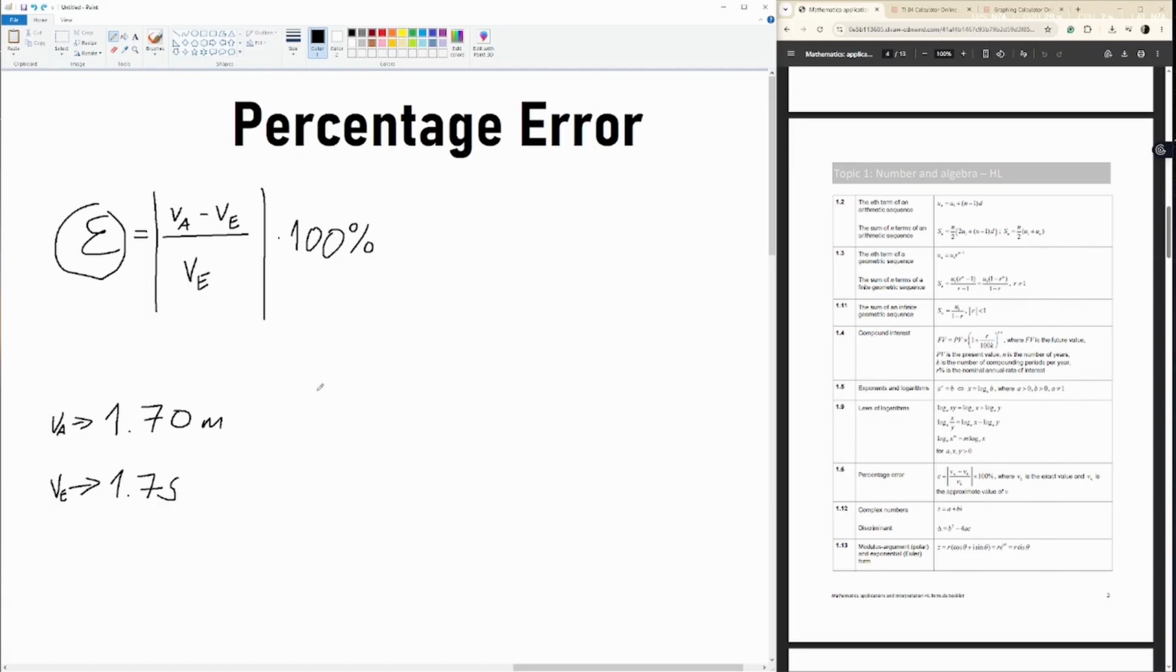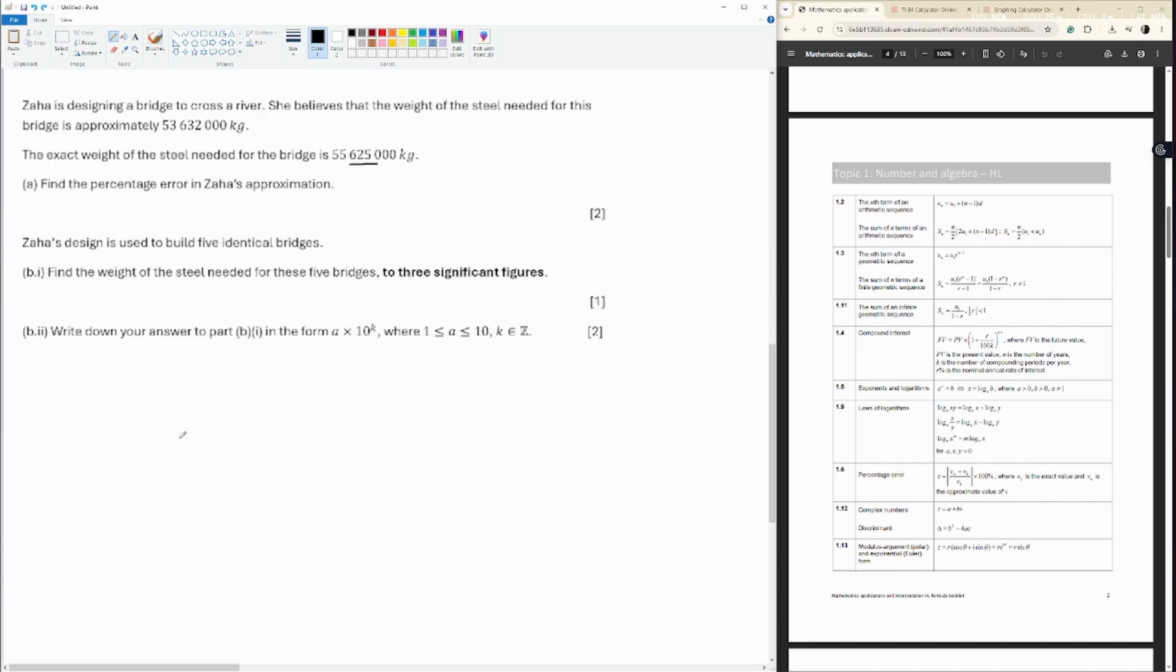So to top it all off, let's also look at the exam question. Saha is designing a bridge to cross a river. She believes that the weight of the steel needed for this bridge is approximately 53,632,000 kilograms. However, the weight exactly needed for the bridge is 55,625,000 kilograms. So the first question states: find the percentage error in Saha's approximation.